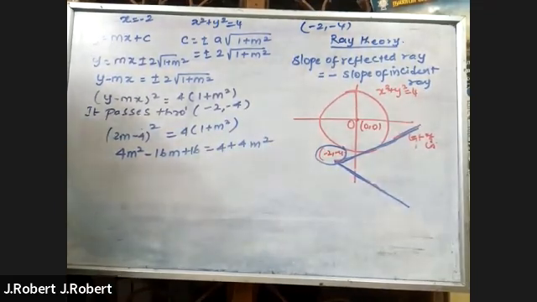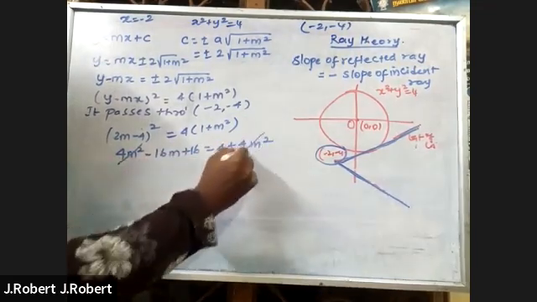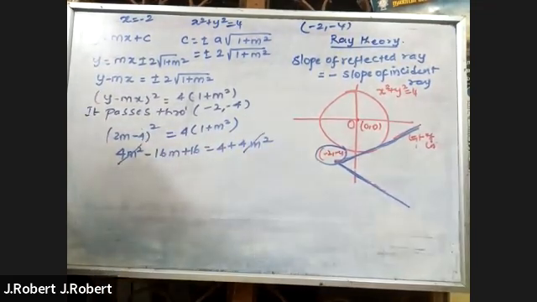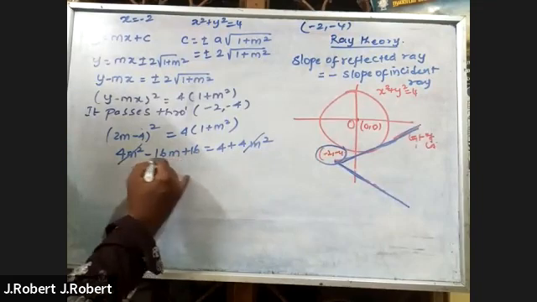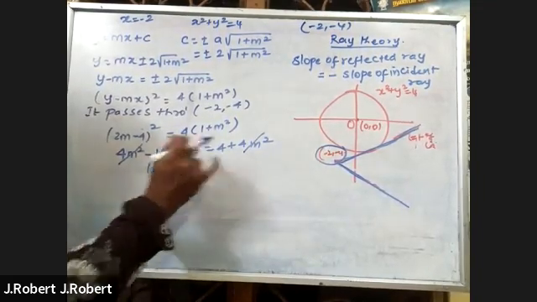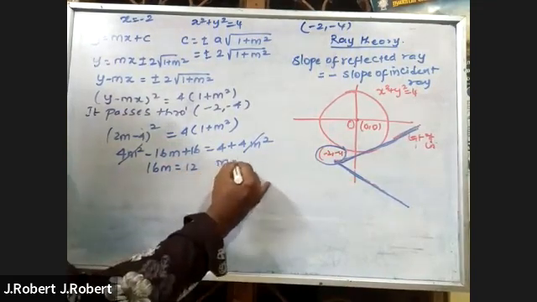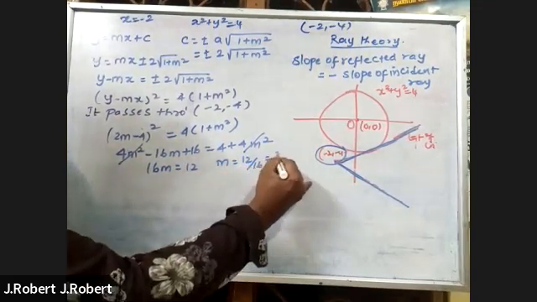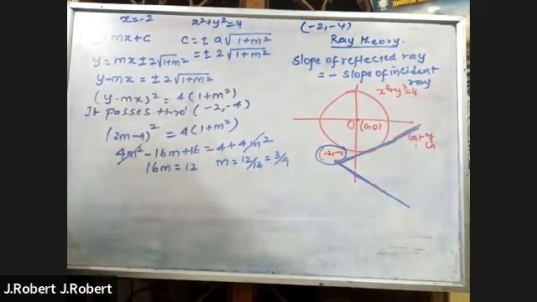Okay, now 4m square will get cancelled. Right? Next we have minus 16m equals 16 minus 4, which is 12. m equals 12 by 16, we'll get 3 by 4. Your m value is 3 by 4. So what is m? It is the slope of the tangent. m is called the slope of the tangent.